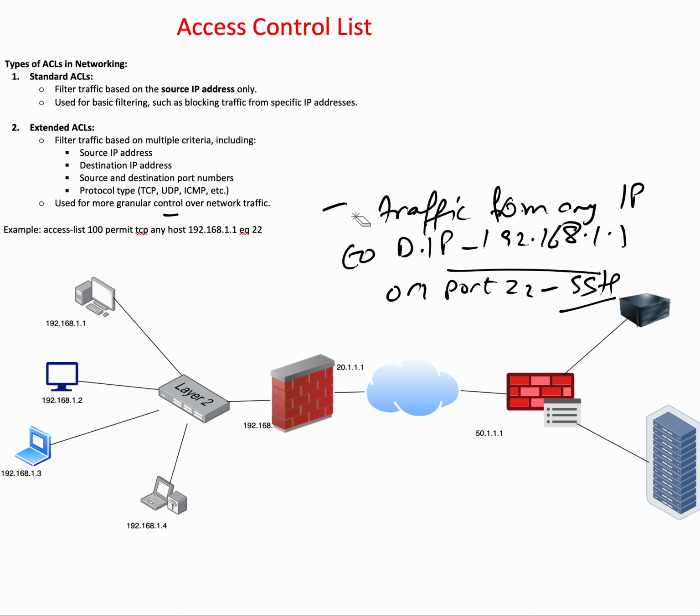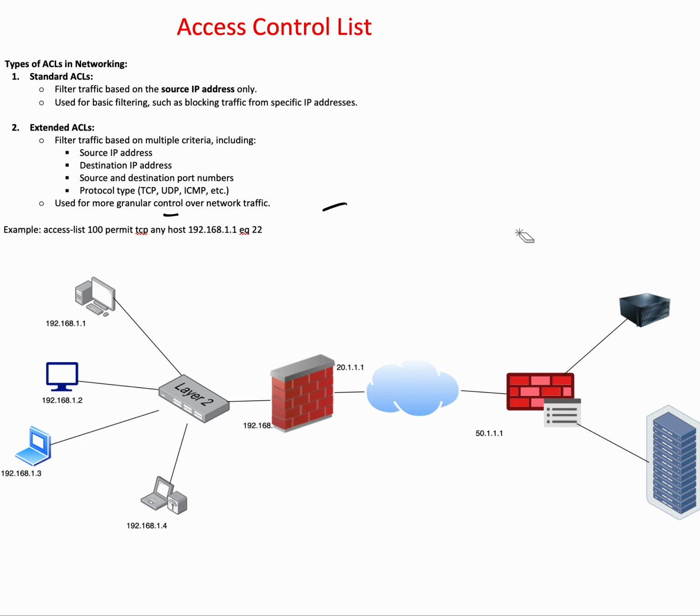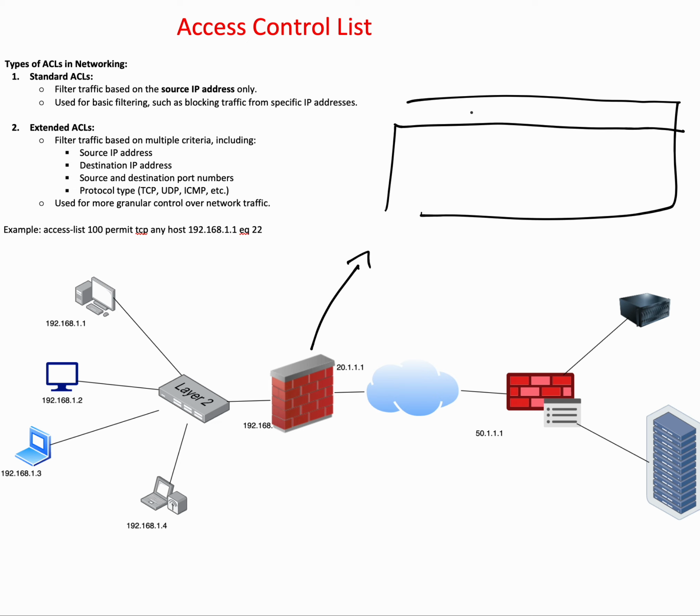Now let's come to how the extended ACLs actually work. We'll take all of this into consideration and then we'll see. We'll create an ACL table, your standard extended ACL table, right? So we'll have source IP, destination IP, protocol, zone, and then port number. This is protocol, this is port.